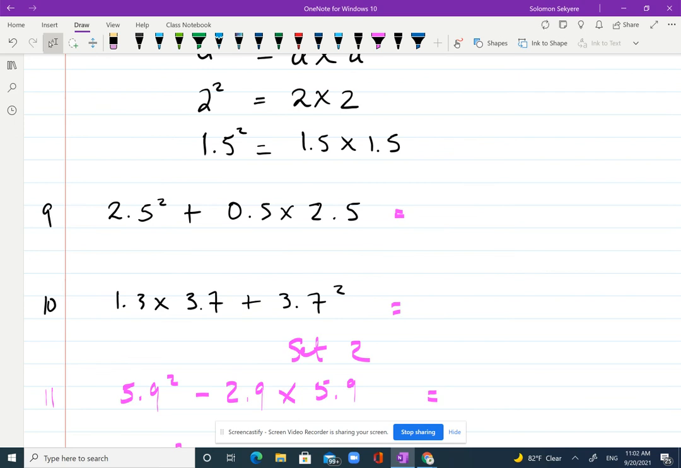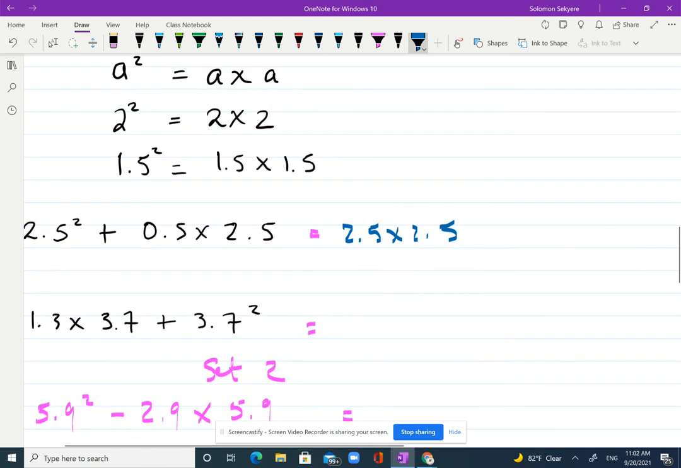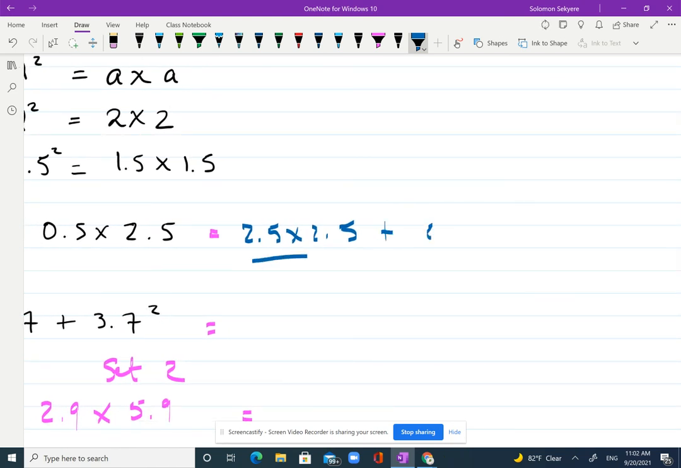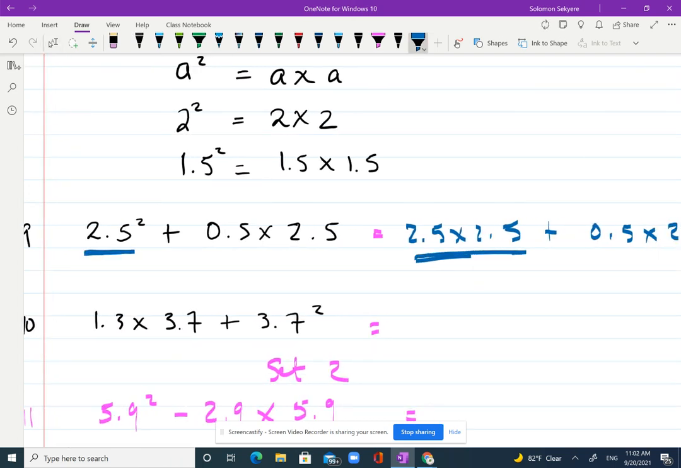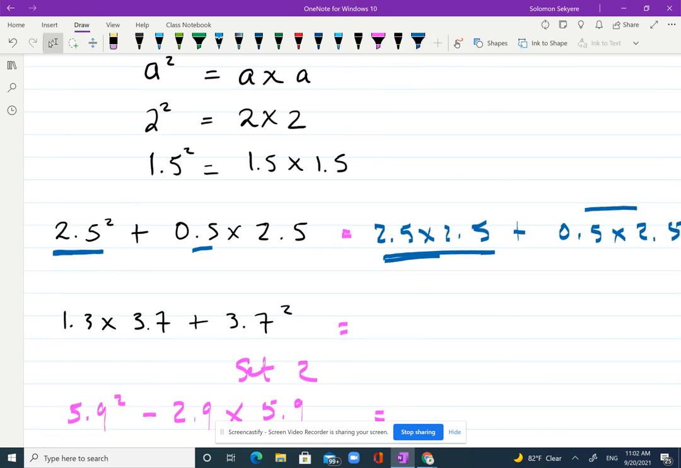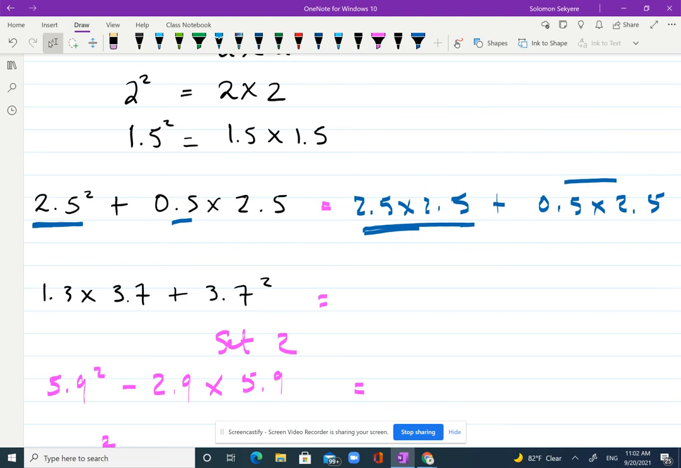What is 2.5 squared plus 0.5 times 2.5? I rewrite this. This 2.5 squared is the same as 2.5 times 2.5, right? So that's the first part, plus 0.5 times 2.5. You see that? It's the same thing. This first part, I just rewrote it. Do you see it? Okay, so now that I've written it out, I look at this and say, what is common to both multiplications? What number is common to both? I see it's 2.5. I take it out. If I take this 2.5 out, I have one 2.5 left, plus if I take this 2.5 out, I have 0.5 left.